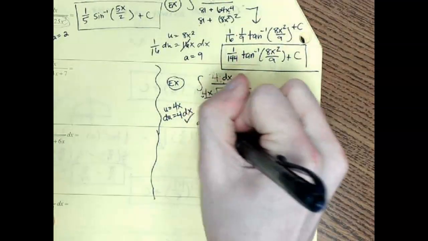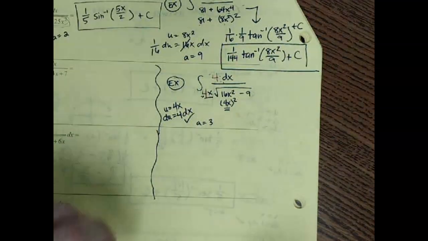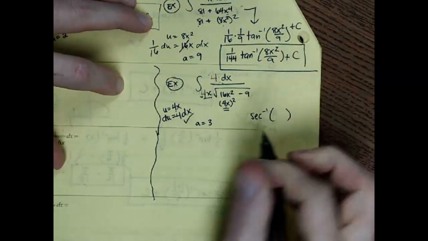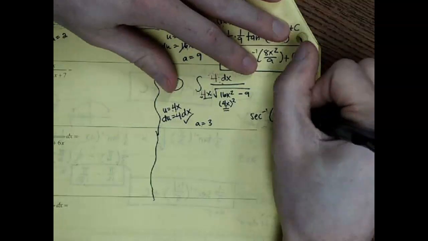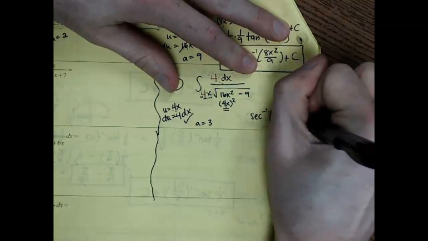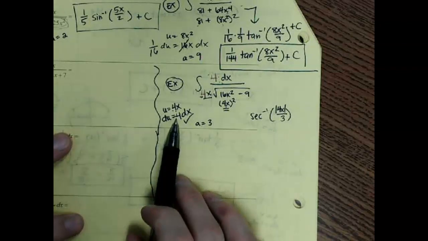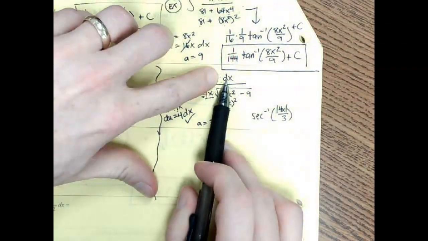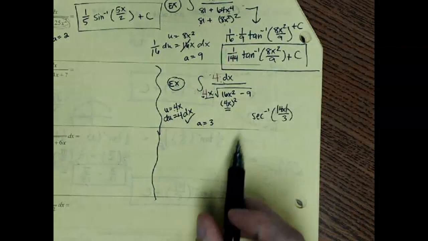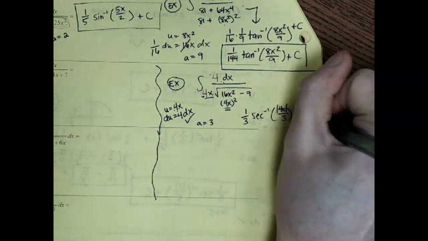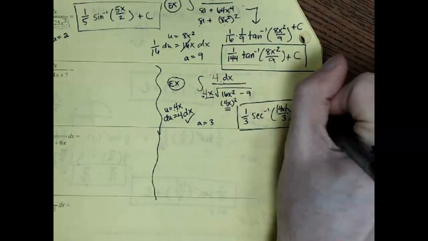The a would be 3. So let's integrate this. It's going to be a secant inverse. It's going to be u over a, so it's going to be 4x over 3. And then this one does not need anything because of u sub. It kind of looked like it was missing the 4. It was there. It had just been reduced. But you do need the 1 over 3 because secant inverse needs the 1 over a. Okay, so just be careful.